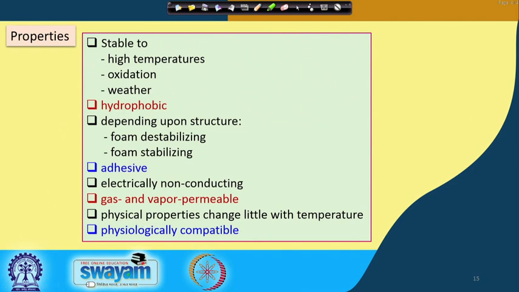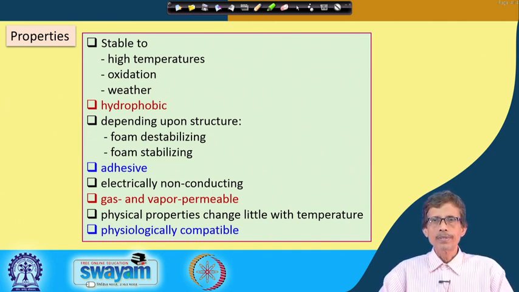These properties we can have in terms of stability. The first thing we can consider is stability. It has a very high temperature stability because the silicon oxygen bonds are very stable. We can also have some silicon carbon bonds and silicon hydrogen bonds, but the main backbone is formed out of silicon oxygen bonds, and we know silicon oxygen bonds are very stable systems.